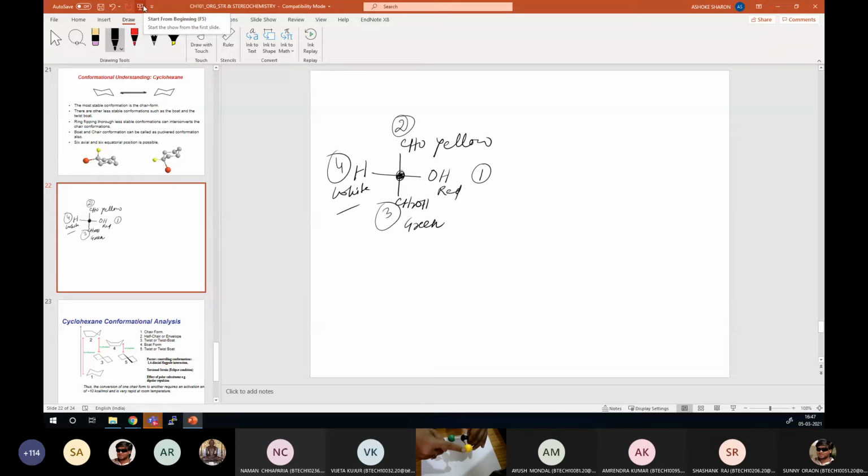1 2 3, left hand. Oh, surprising. Okay, so it's a good 1 2 3. It's a clock. If it's a clock, it's R.